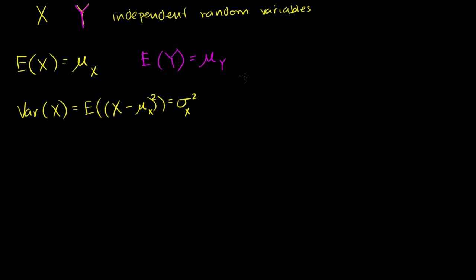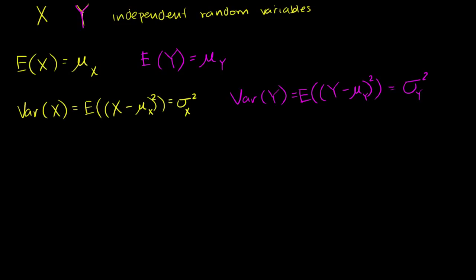You do the same thing with random variable y. The variance of random variable y is the expected value of the squared difference between our random variable y and the mean of y, or the expected value of y, squared. And that's the same thing as sigma squared of y. This is the variance of y.